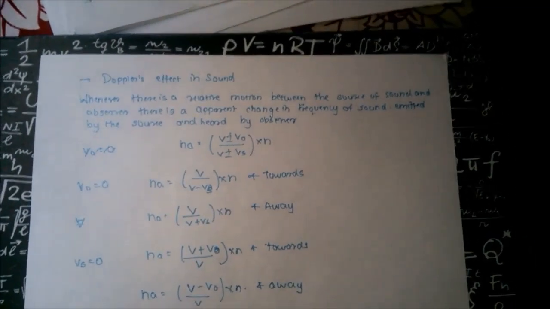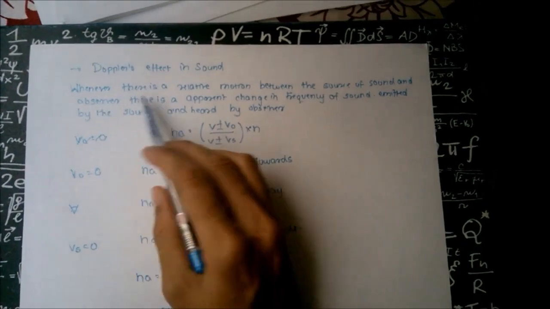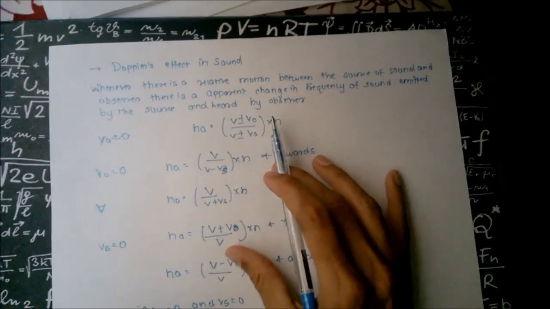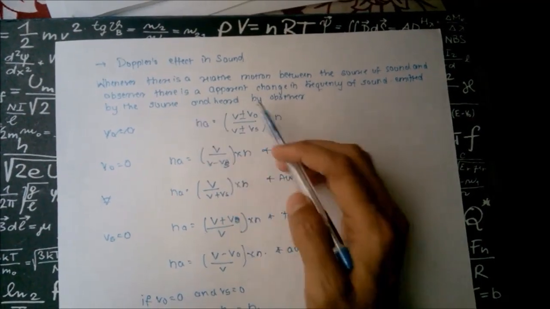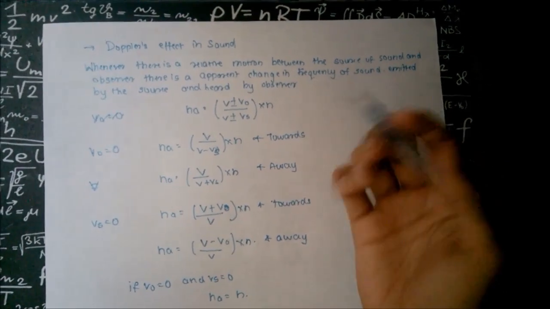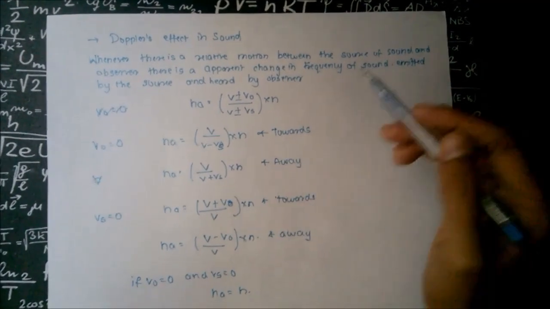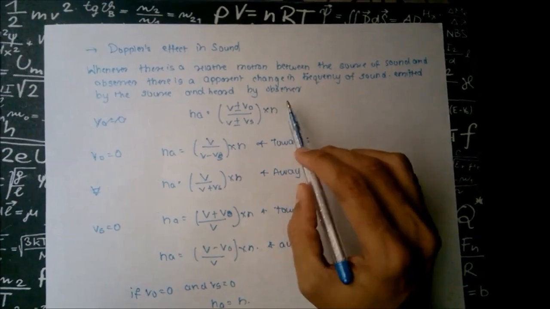Okay, now next we have the Doppler's effect in sound. Whenever there is a relative motion between the source of the sound and the observer, there is an apparent change in the frequency of the sound emitted by the source and heard by the observer. So this change in the frequency of the sound, due to the apparent change in the relative motion between the source of sound and the observer, is called the Doppler's effect in sound.